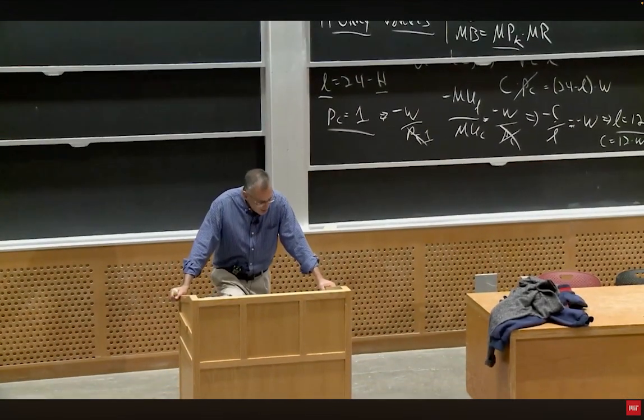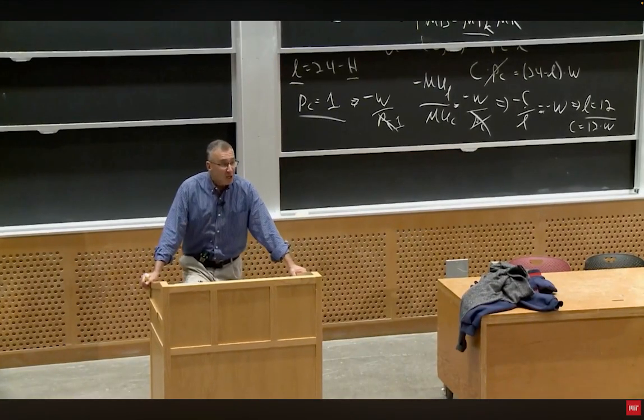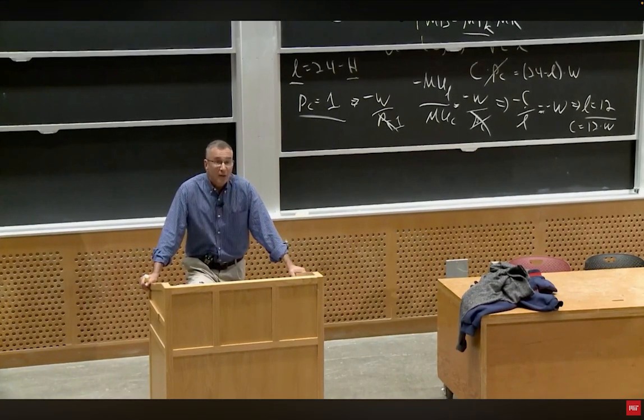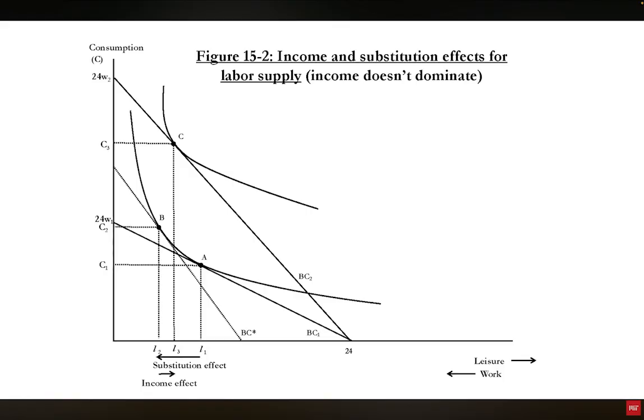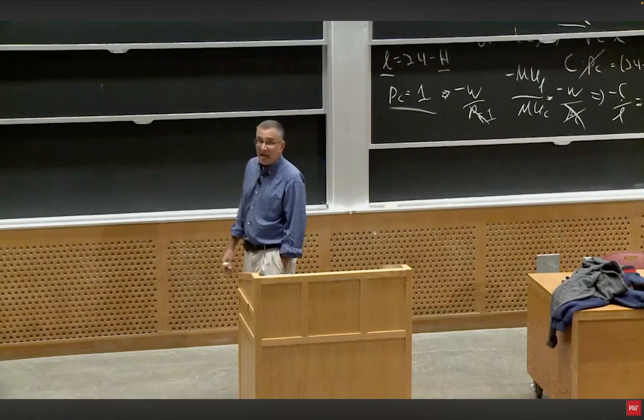So now we're going to come back to how consumers react when a price changes. Well, we know consumers react when a price changes. There are substitution and income effects. So let's go to figure 15.2. We have the original budget constraint, 24 times W1. And let's say the wage now rises to W2. Okay? The budget constraint pivots outward. You have the same consumption, which is 0 if you don't work. But with every hour of work, you get more consumption. The slope is steeper.